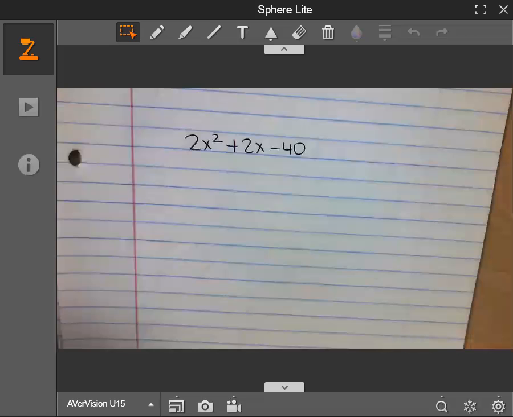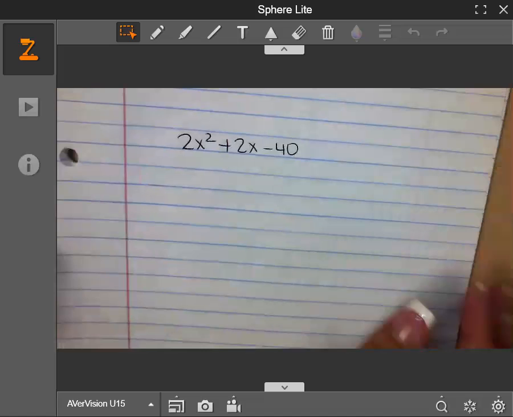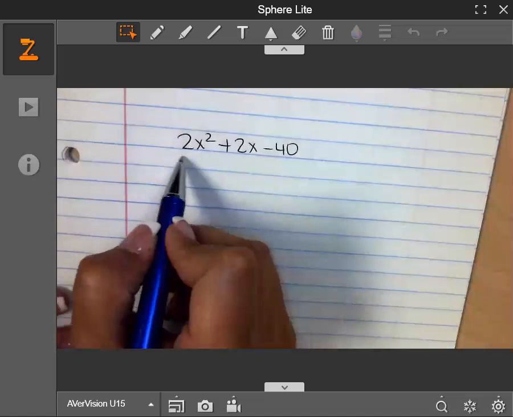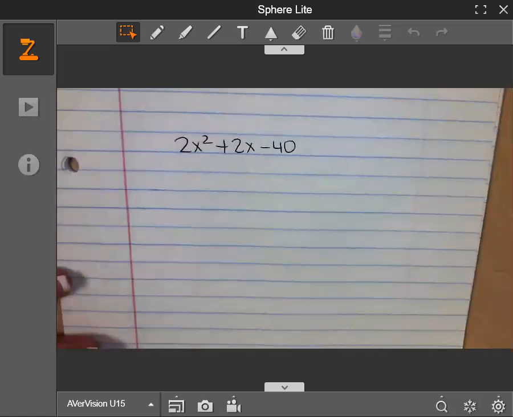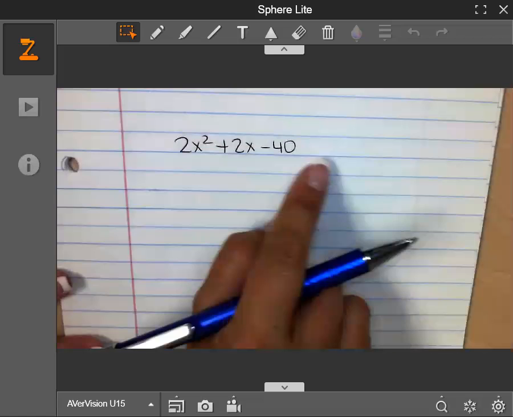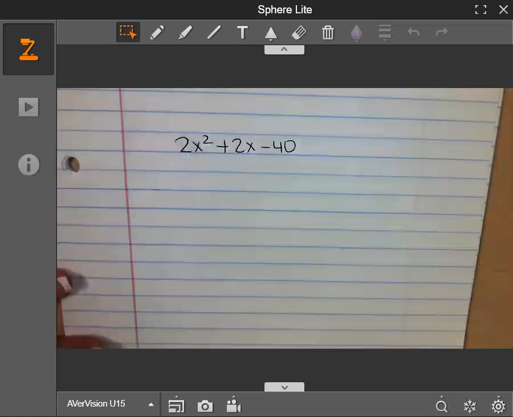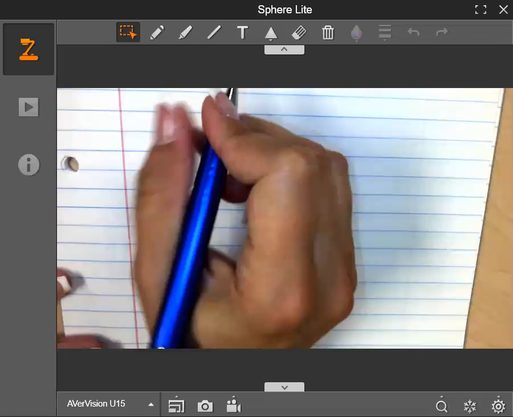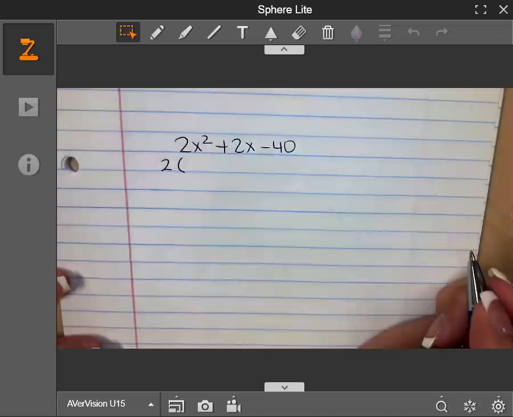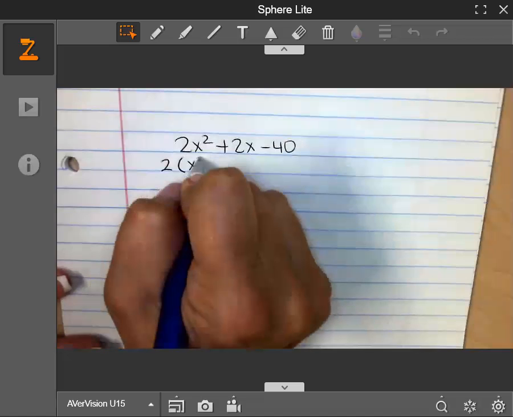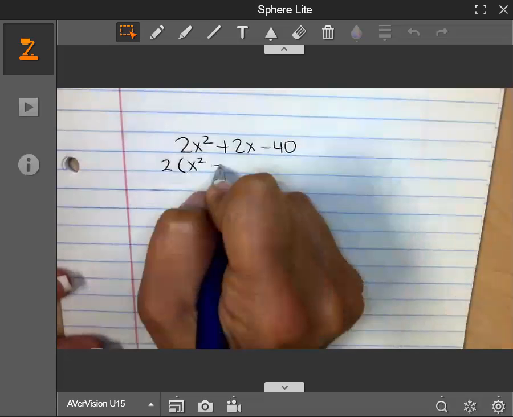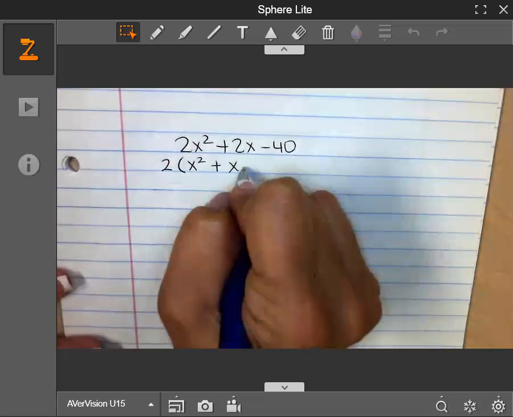In this case here, before you start going into one of the methods, because you see that there's a value in front of the x squared, you always want to take out the GCF first, and this has a GCF. 2 goes into all 3 of these terms. So we would factor out that 2 first, undo that distribution. When we divide each one of these terms by 2, we get x squared plus x minus 20.